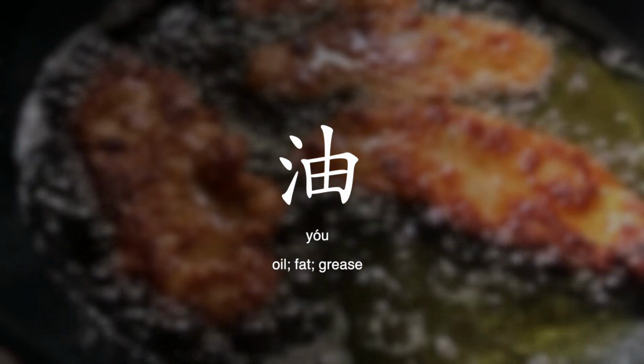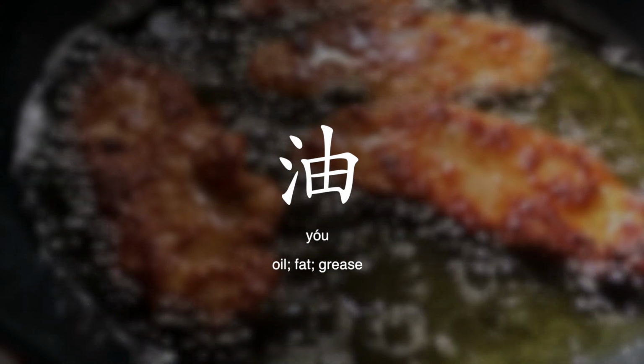Let's start with my favorite quadrant, the oil quadrant, 油. Let's start with the 3 most common verbs in this section. 炸, to deep fry, 煎, to pan fry, 炒, to stir fry.